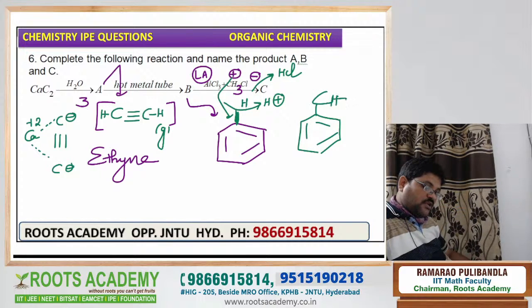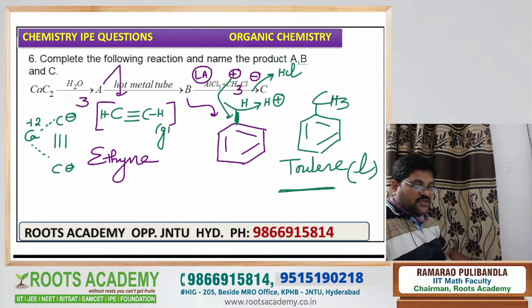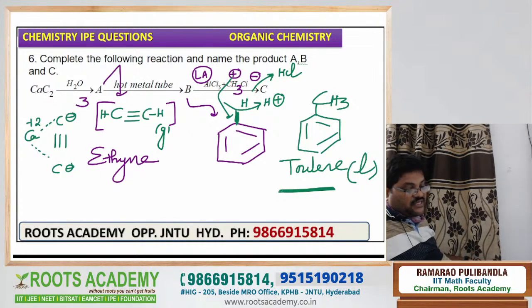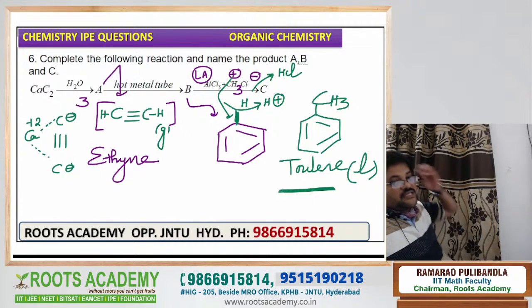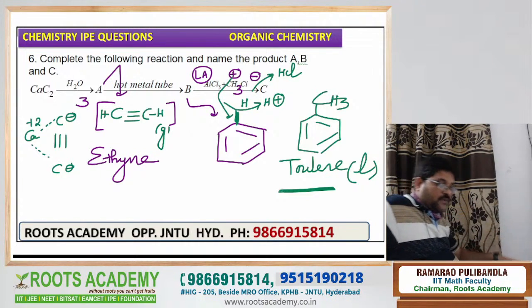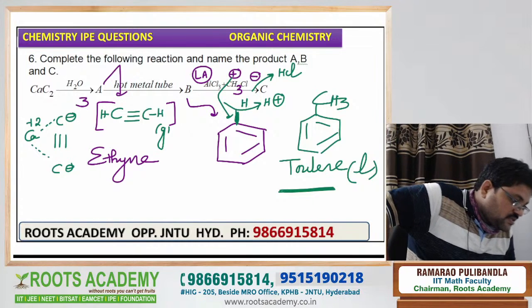What is toluene? Toluene is methyl benzene. Simple explanation, no confusion. So A is what, student? A is acetylene gas. Acetylene gas is also called what? Ethyne. Now acetylene gas is passed through the red hot iron tube. 3 moles of acetylene are polymerized, forming benzene, because benzene is stable.